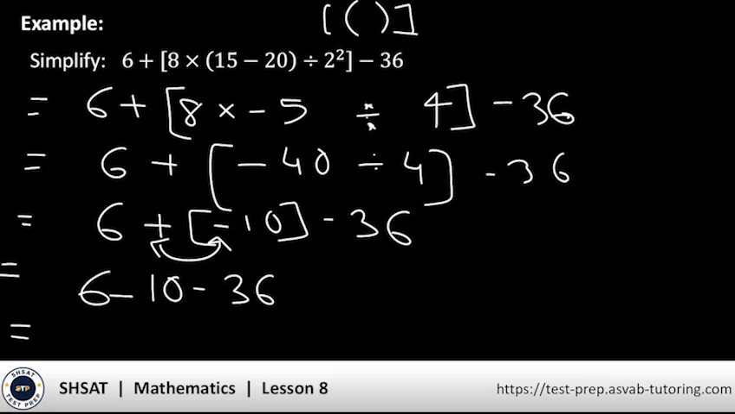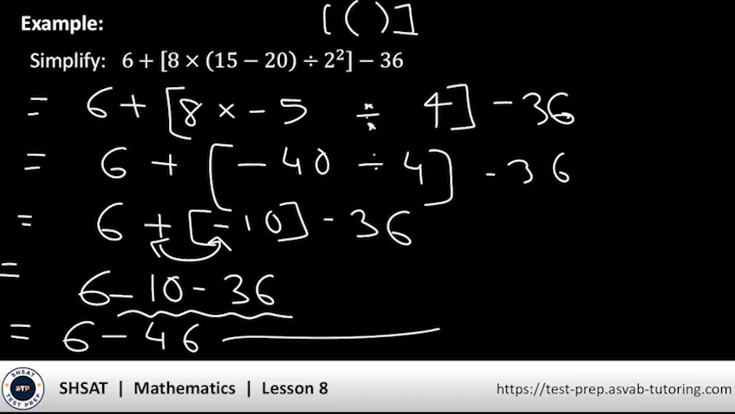Now if you think about it, we do the addition first, remember? So negative 10 and negative 36, negative and negative means positive. So minus 10 minus 36 is actually minus 46, right? So I'm going to write 6 minus 46. And finally, if you do 6 minus 46, the bigger one has a minus sign, so it's going to start with a minus sign. 46 minus 6 is 40. So your final answer is minus 40.